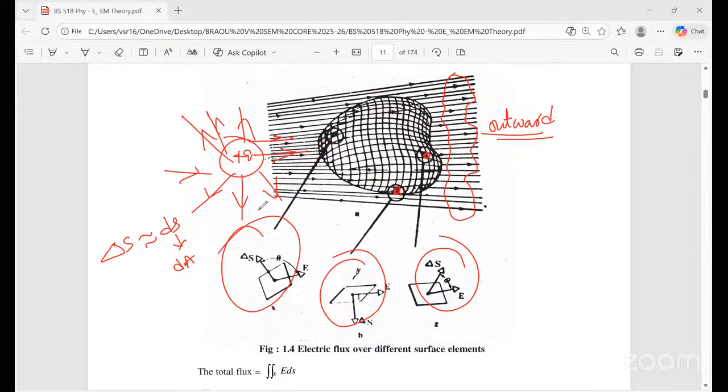closed surface. So how many lines of force are crossing the unit surface area, and that direction which is normal to it, then you have to say that there is a flux. Okay. These lines which are perpendicular, normal to it, then there is a flux.